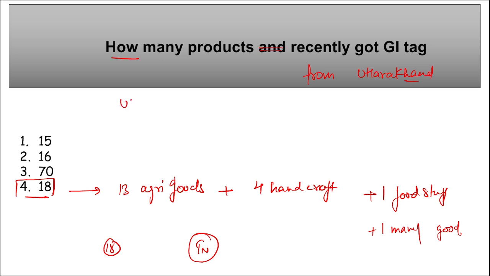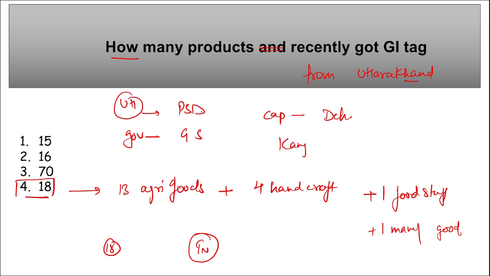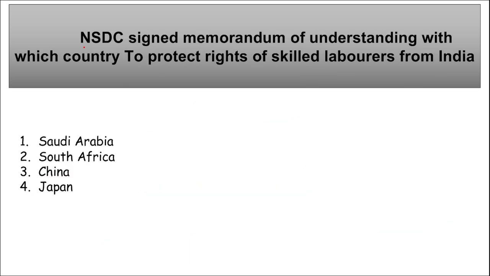Correct. If we talk about Uttarakhand, who is the Chief Minister? Pushkar Singh Dhami. Who is the governor here? Retired General Gurmeet Singh. Capital of Uttarakhand is Dehradun. Right. And here remember a festival, that is Kangdali festival, is observed.